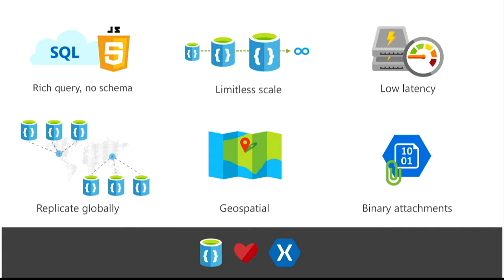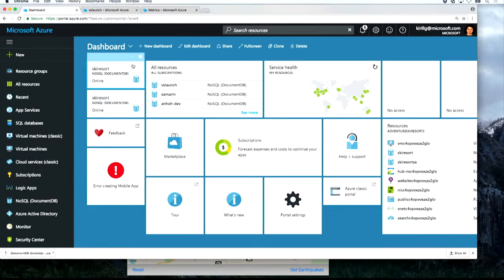Low latency, global, no schema. And a bunch of other features, which we'll dive into as we go through the demo. Cool. So let's dive in. You start with Azure DocumentDB in the Azure portal. Here on the left nav, we have NoSQL, DocumentDB, database as a service.